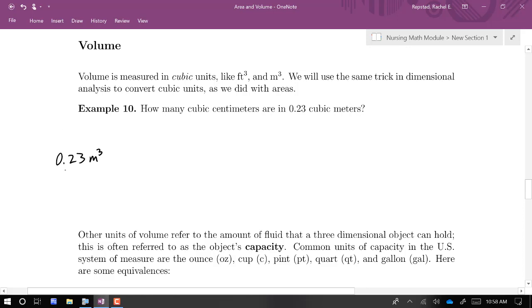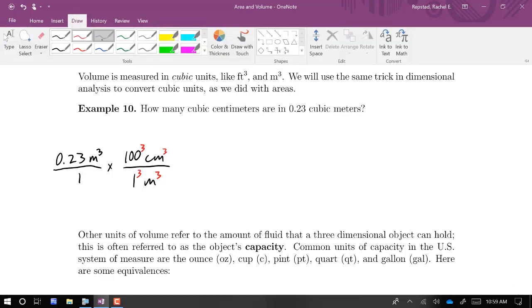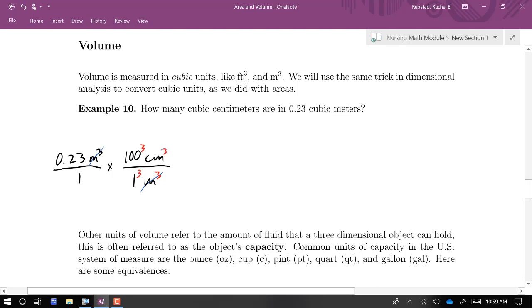Now again, because these are cube units, just like with the squared units, I can't simply use the move the decimal trick here. I have to be careful, but I do know that in 1 meter there are 100 centimeters. And this time, in order to get my meters cubed to cancel, I want this to be cubed. And just as before, if I want to cube that, I can, as long as I cube everything in the fraction. Now we can see that the meters cubed will cancel. I'm left with cubic centimeters.